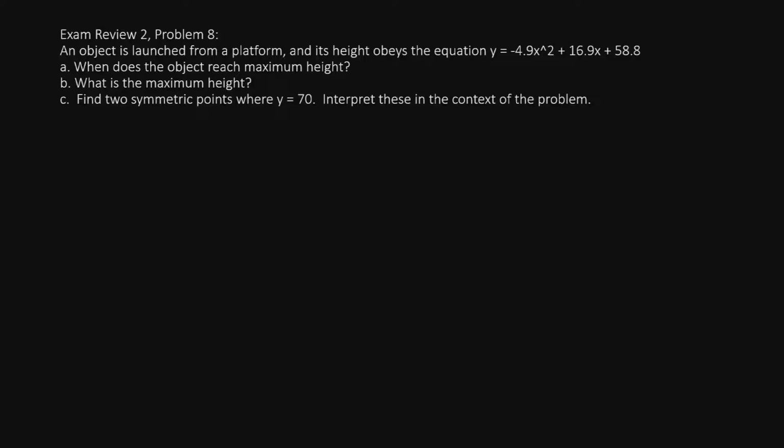In this question, we are told this equation, y equals negative 4.9x squared plus 16.9x plus 58.8. The y value is going to be the height of an object that was launched from some position, and the x is going to be the time. Now the first question asks, when does the object reach maximum height? And remember, when you see the words maximum height, the first word we should think of is the vertex.